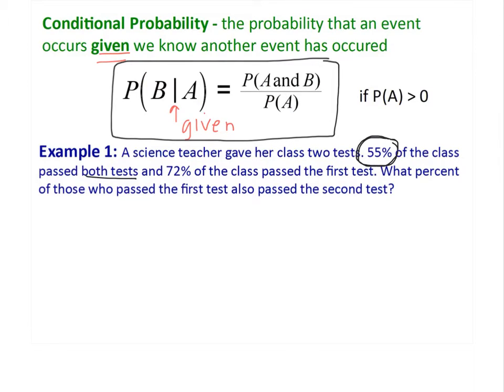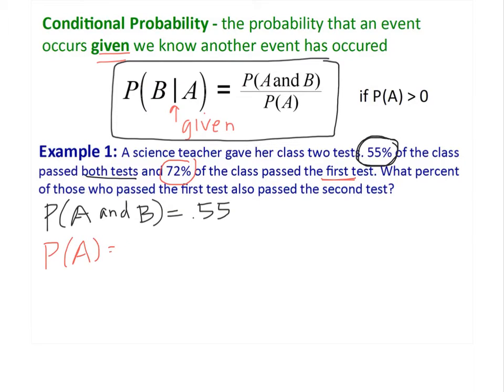Well, I'm given two numbers in my problem. The first number I'm given is 55%, and it says 55% passed both. If I think about where that is in my formula, the probability of A and B is the probability of the first and the second, or both tests. So the probability of A and B we're going to say is 0.55. We're going to stick to proportions in this, not percents. And then it says 72% of the class passed the first test. If I say the probability of A is passing the first, then that equals 0.72.